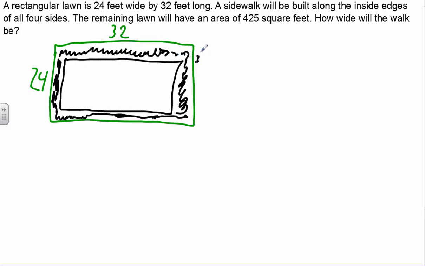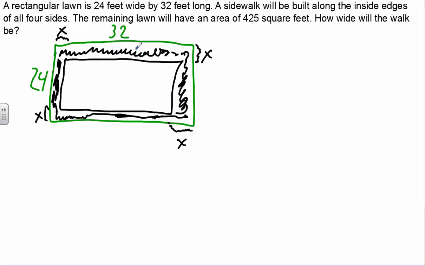So basically from here to here, let's just say is x. Similarly, this value here from here is also x, because the sidewalk is the same distance all the way around. Okay, and then that to that is x. Okay, so now we have to find out what is the value of this. What is the value of this rectangle here?